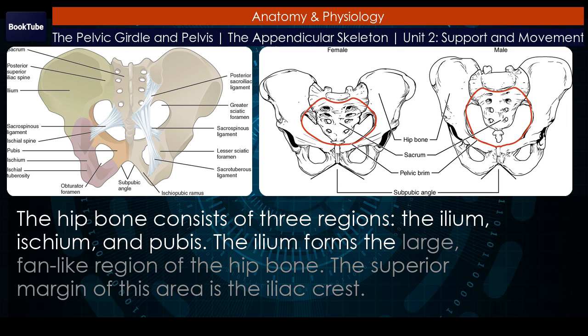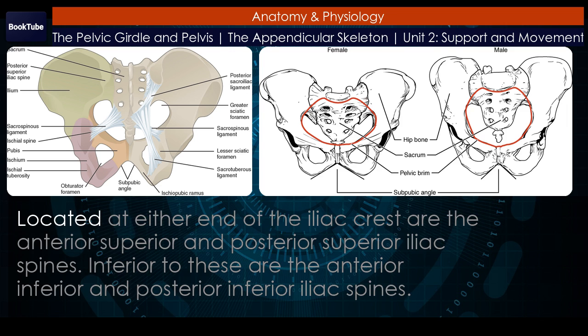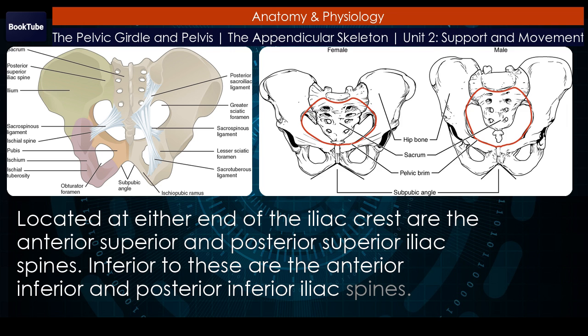The ilium forms the large, fan-like region of the hip bone. The superior margin of this area is the iliac crest. Located at either end of the iliac crest are the anterior superior and posterior superior iliac spines. Inferior to these are the anterior inferior and posterior inferior iliac spines.